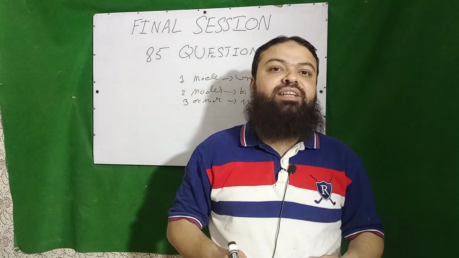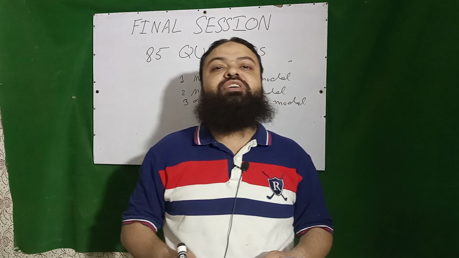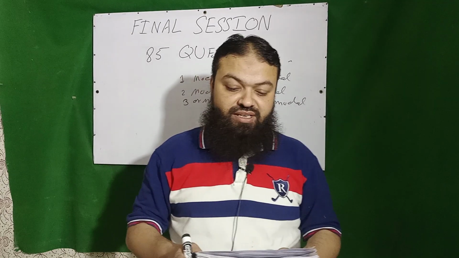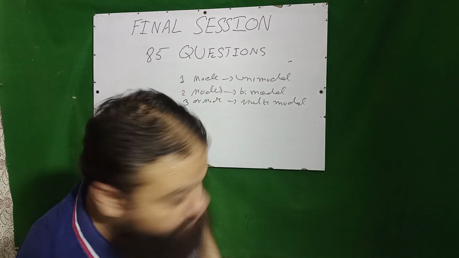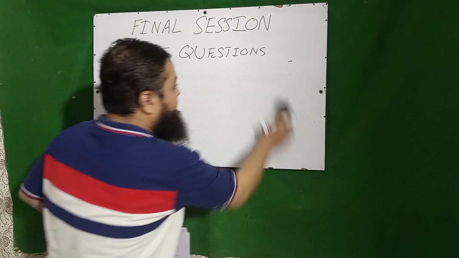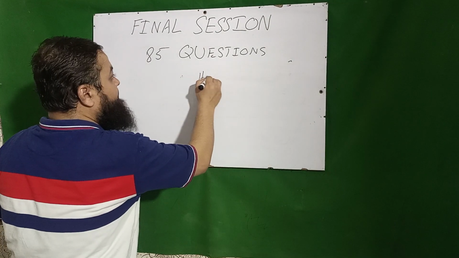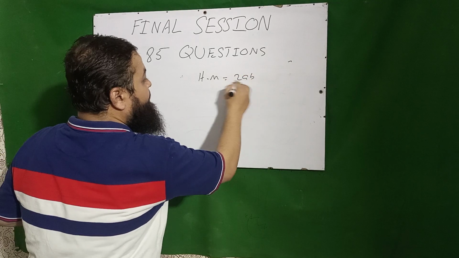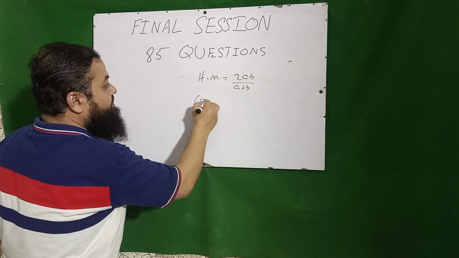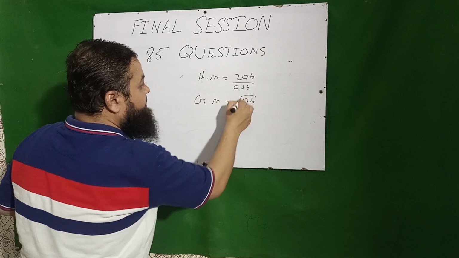In qualitative data, which average is the suitable one? We calculate the mode for qualitative data. Next is the harmonic mean for two numbers. What is the formula? If you have two numbers, the harmonic mean will be 2ab over a plus b. The geometric mean will be the square root of ab.